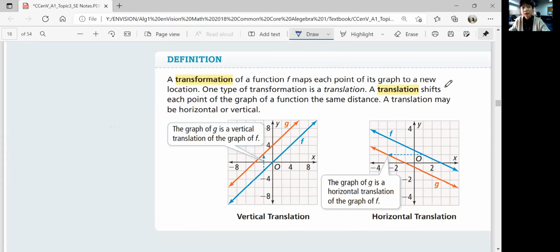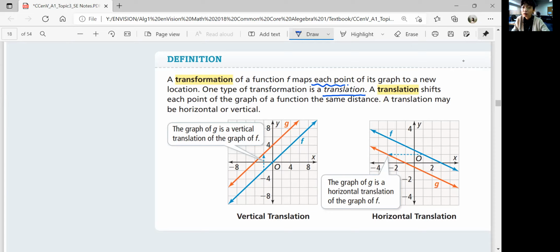Let's go over some definitions. A transformation of a function f maps each point of its graph to a new location. Each point means all the points move the same way to a new location. One type of transformation is translation. A translation shifts each point of the graph of a function the same distance. A translation may be horizontal or vertical.